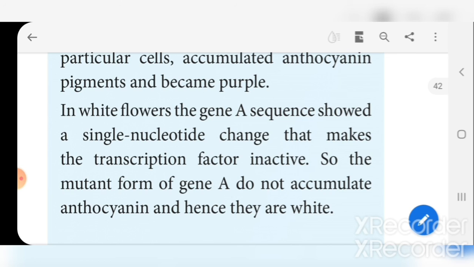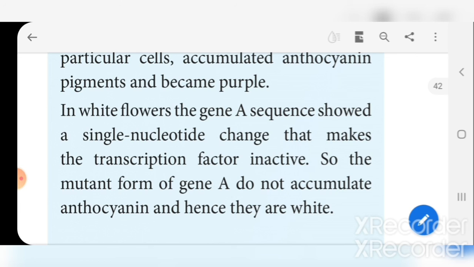In white flowers, the gene A sequence shows a single nucleotide change that makes the transcription factor inactive. So the change makes the transcription factor inactive, and the mutant form of gene A does not accumulate anthocyanin and hence the flowers are white.